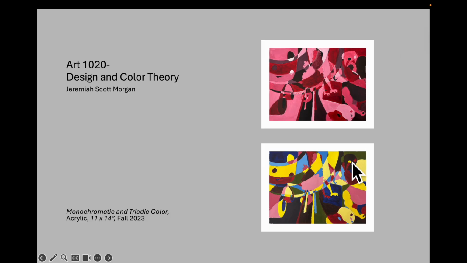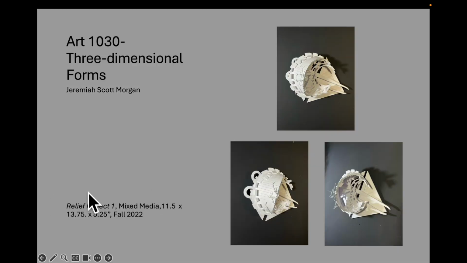Here we have 2 images versus 3. And then finally, Art 1030. With three-dimensional works, you want to have 3 different views. So this is the same project, but a frontal view, a left side view, a right side view. That way the viewer can really get an awareness of what this 3-dimensional form looks like from a variety of angles.